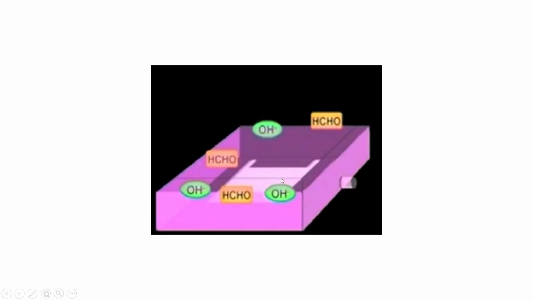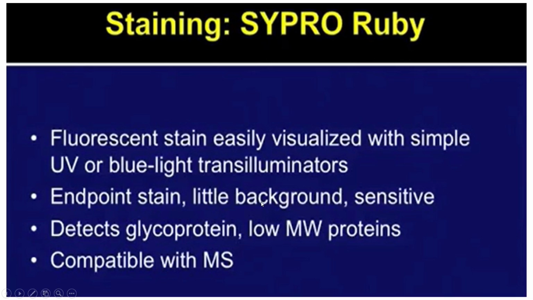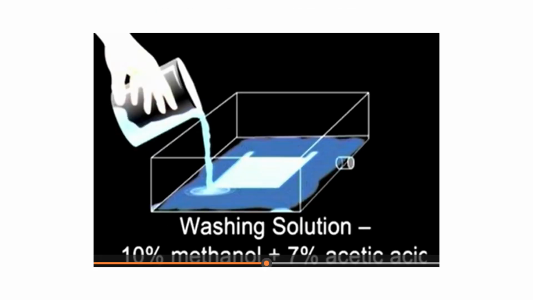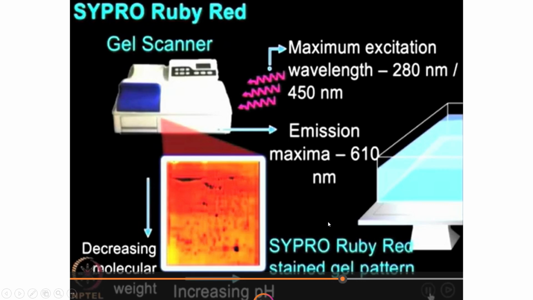Then it is visualized. Similarly, there is SYPRO Ruby as well, which detects low molecular weight protein. So if you are interested in low molecular weight proteins, then you need to use such kind of staining dyes. Everything has a similar process. You need to fix it, then add the dye, then add the de-staining solution, which has methanol and acetic acid, and then you need to visualize.